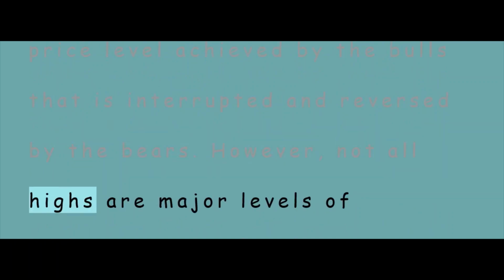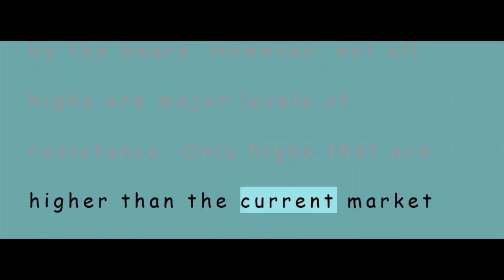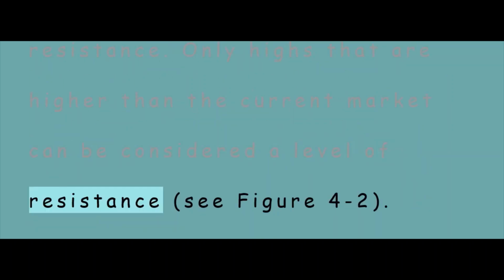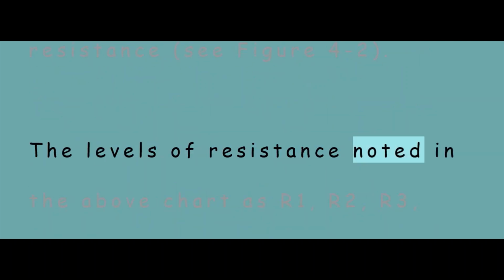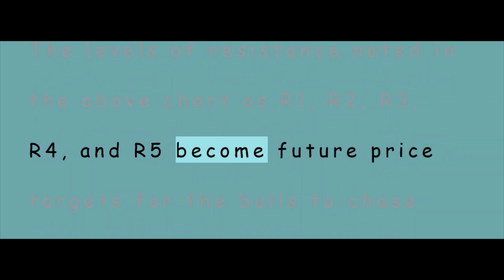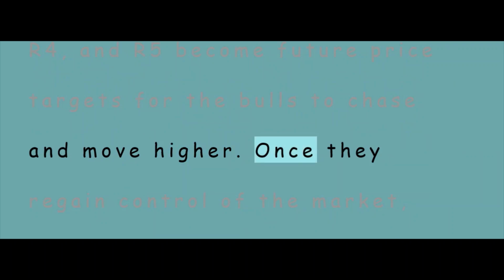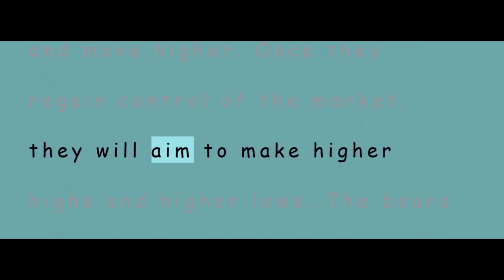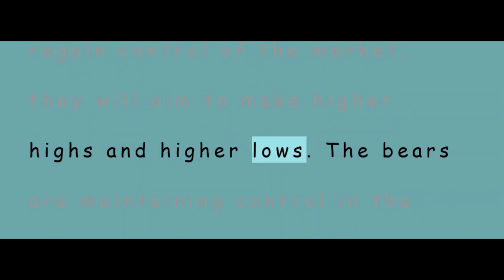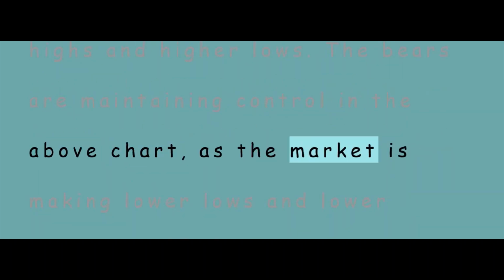However, not all highs are major levels of resistance. Only highs that are higher than the current market can be considered a level of resistance, see figure 4.2. The levels of resistance noted in the above chart as R1, R2, R3, R4, and R5 become future price targets for the bulls to chase and move higher. Once they regain control of the market, they will aim to make higher highs and higher lows. The bears are maintaining control in the above chart, as the market is making lower lows and lower highs.